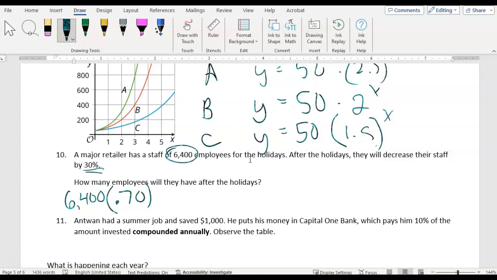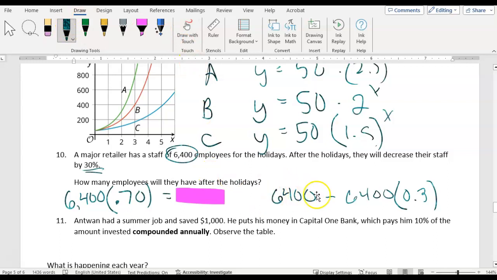And you'll get around 4,400, a little bit more than that. I'm going to have you fill that in so I know that you calculate it yourself. Or you could also do 6,400 minus 6,400 times that 30% that they're losing. You'll still get the same number, but again, this is taking the starting amount and then subtracting the percent that we're losing there.